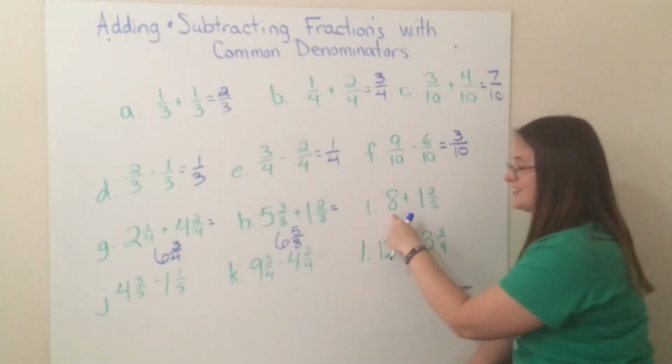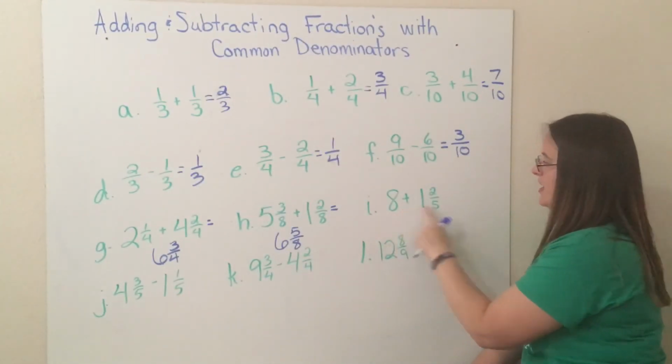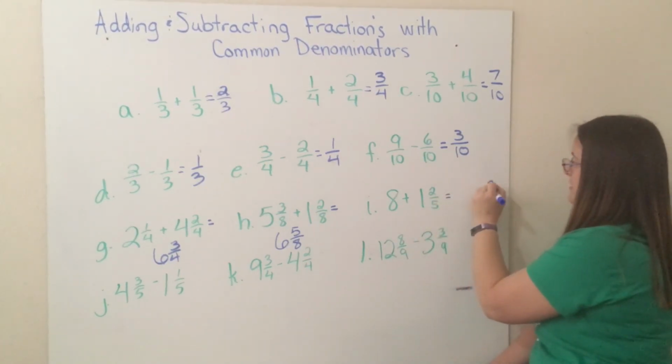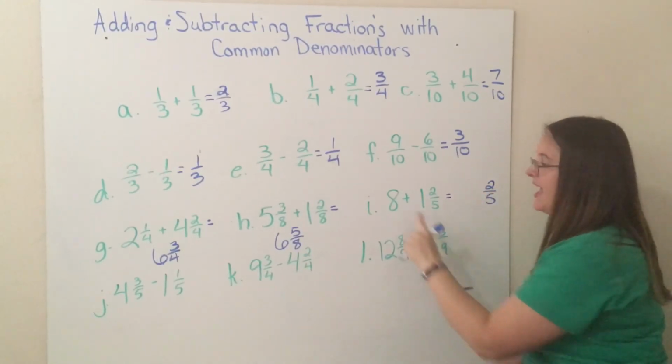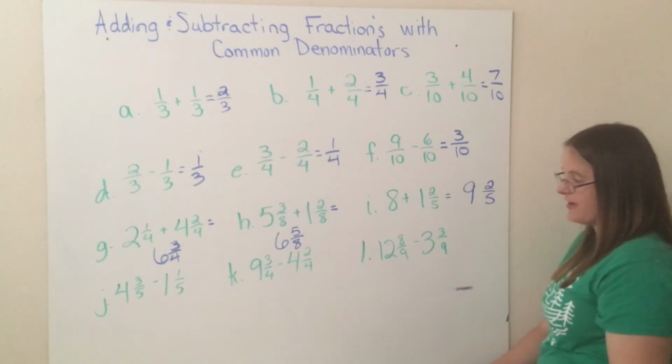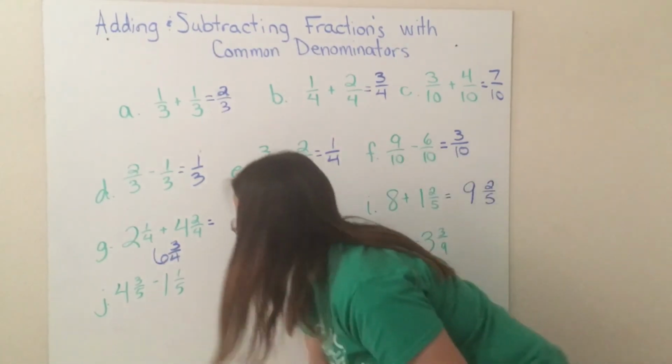Here, we have just the whole number 8. There's no fraction. But we're adding 1 and 2/5. So we're going to keep my 2/5 as our fraction. And then what's 8 plus 1? 9. 9 and 2/5 for our answer there. Okay, moving on to J.